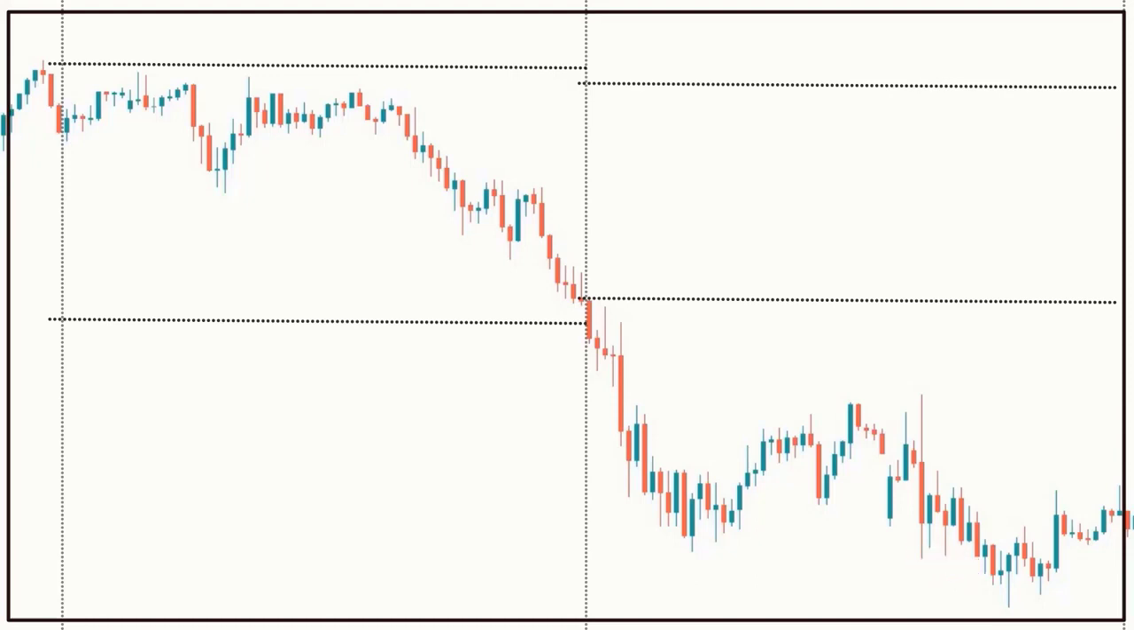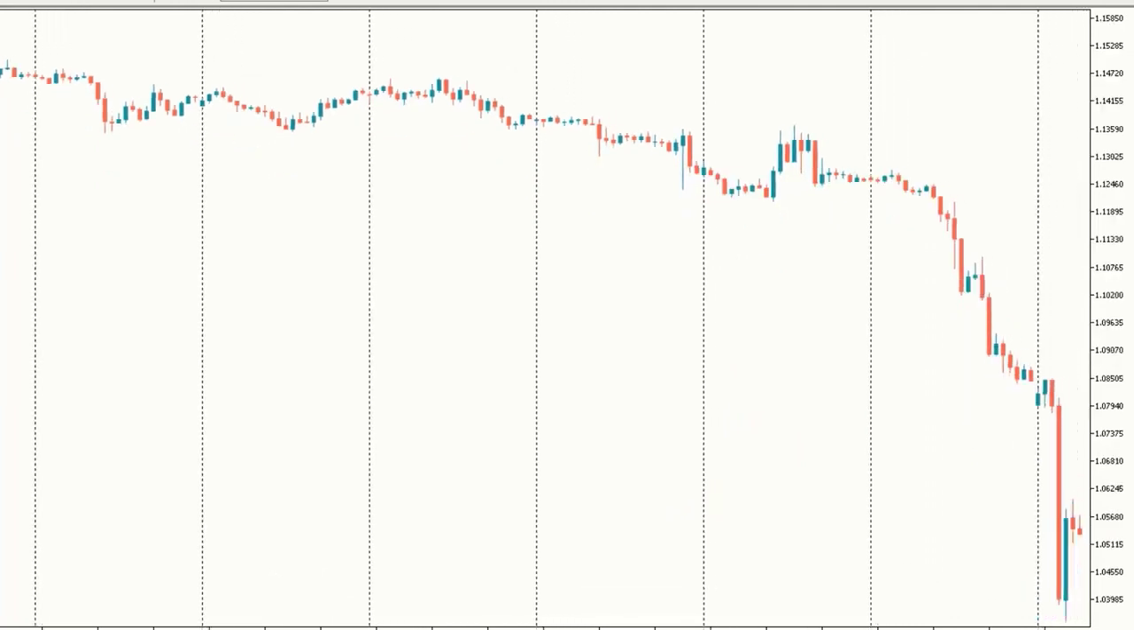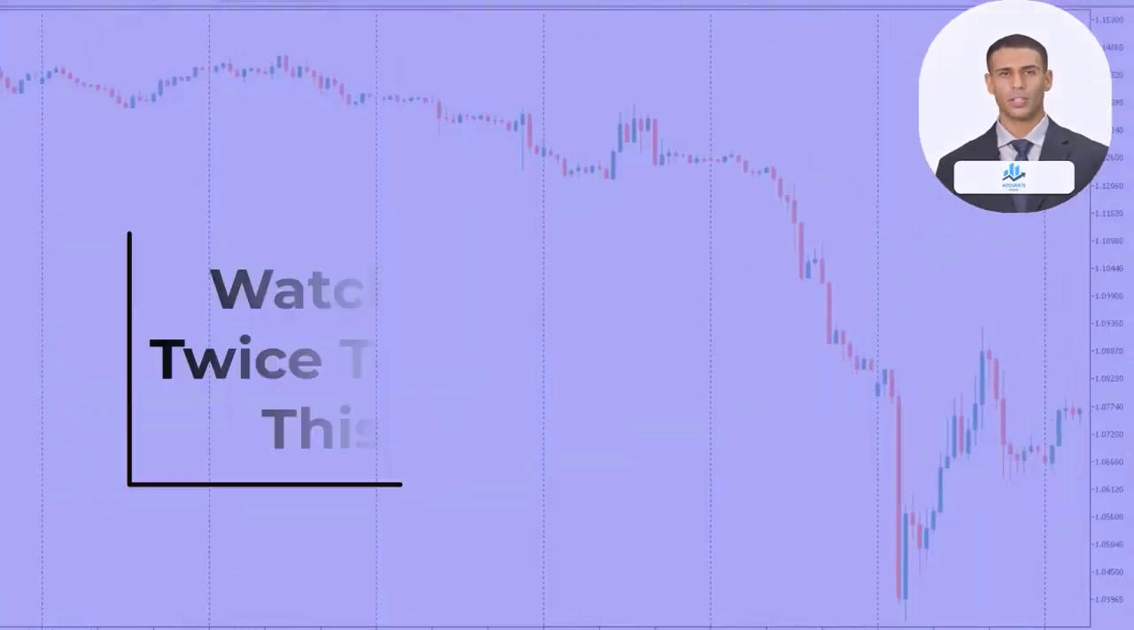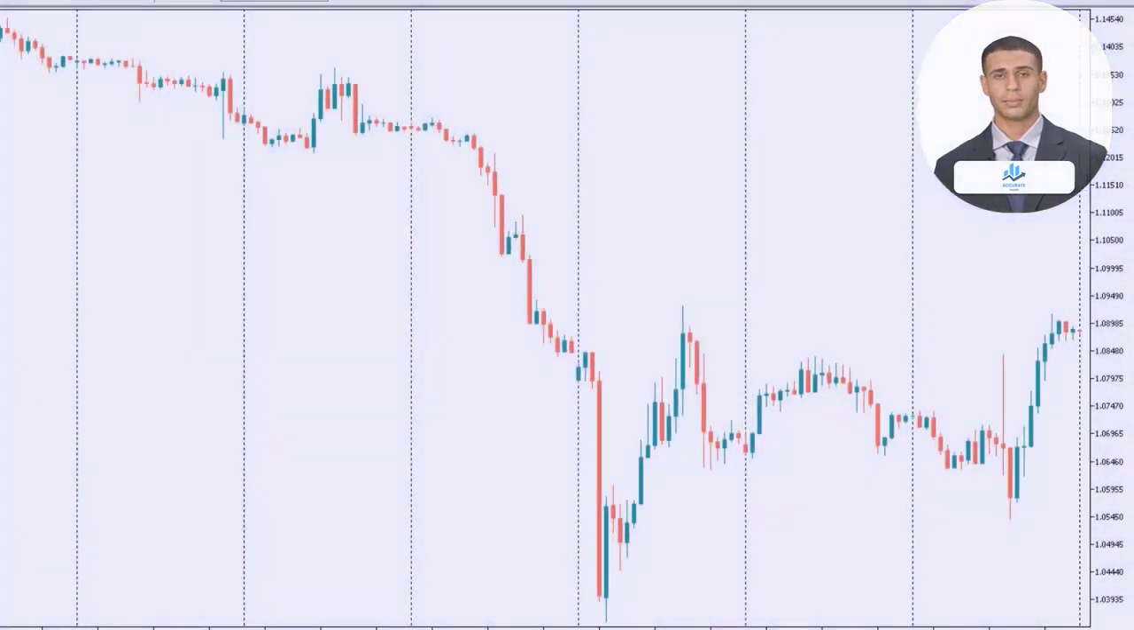A breakout of the prior day range on the first candle can be a very powerful tool in predicting huge trends. So keep an eye on these setups. In fact, this particular setup can be your bread and butter setup. That brings us to the end of this video. I suggest you watch the video twice to understand the strategy that is taught here.